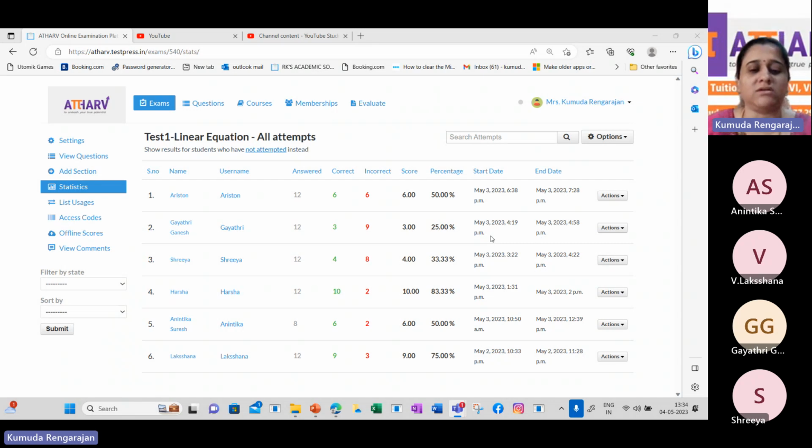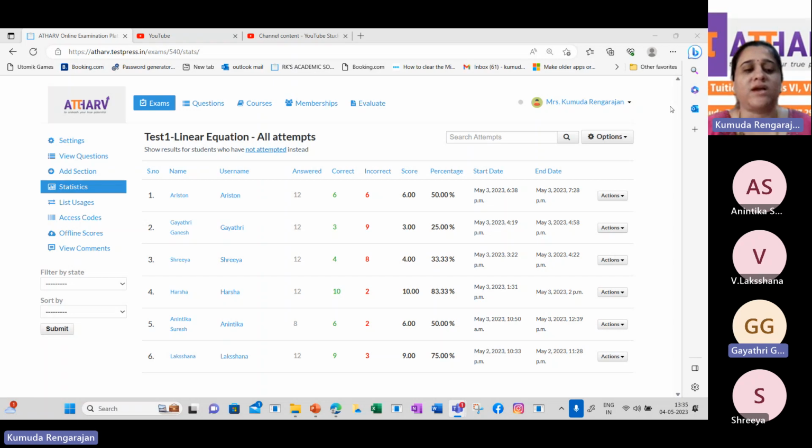So now Lakshana, you have completed, Harsha has completed, Shreya, Ariston. Now, Gayatri, you said you had some difficulty while doing the exam, so you can redo this. And Anantika also, you had some trouble while doing the exam, so you can redo. So the same exam I'm going to reschedule for Gayatri and Anantika. The others need not redo the exam. You will see the same exam again, but don't do it. Just ignore it. Okay?